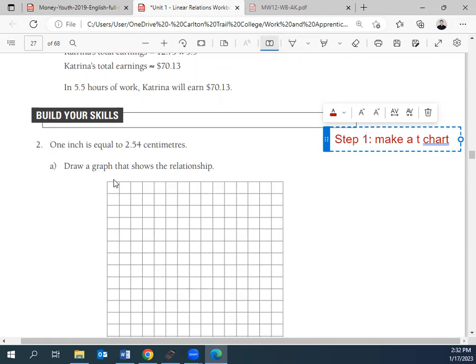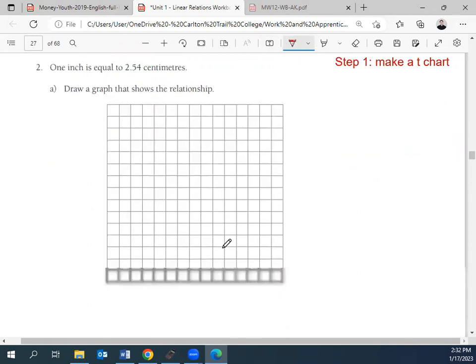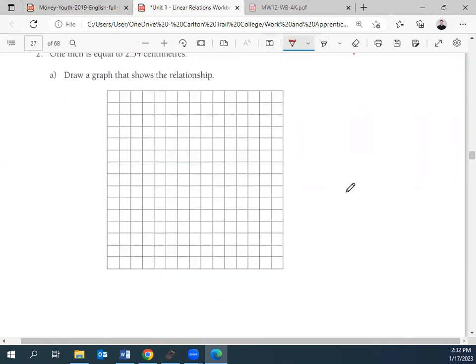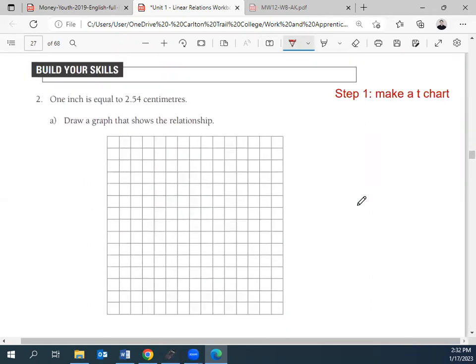So you're going to make a T-chart, which is this little thing right here. Give yourself a little bit of space if you're going to do it to the right, and make yourself a T-chart. So what's going to go in this T-chart? Well, you have your X and you have your Y.